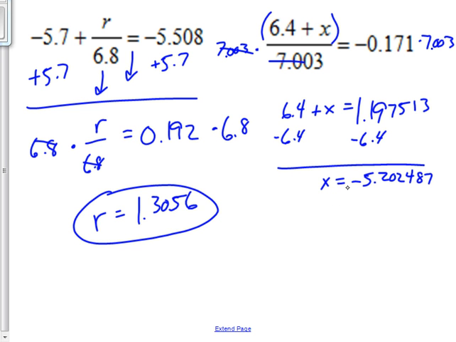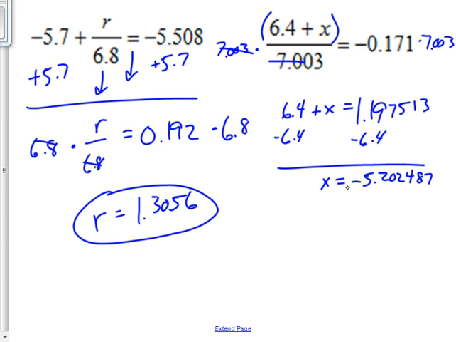So we're going to take negative 5.202487 plus 6.4. Always hit equals because then we're going to divide by 7.003 and we get 0.171. And that should be negative there. So let's try that again because when I did that, I actually got a positive 0.171.